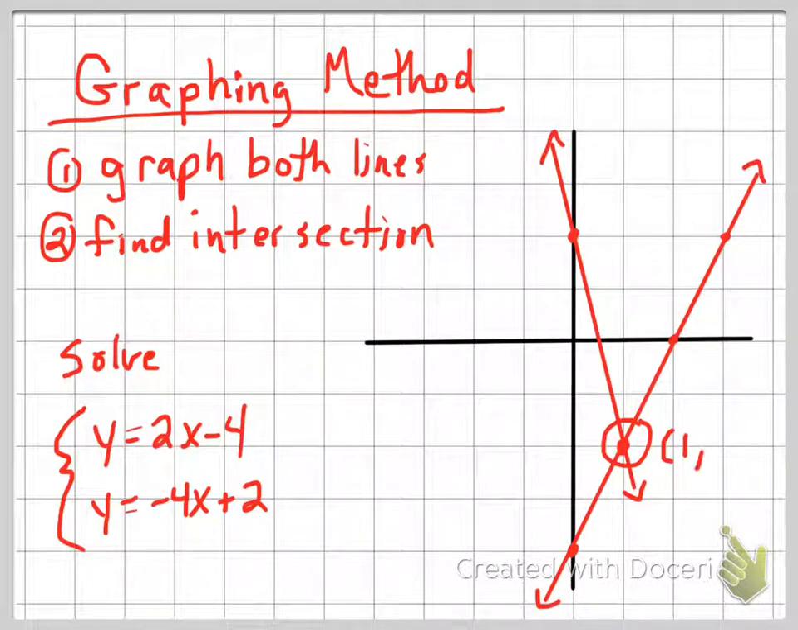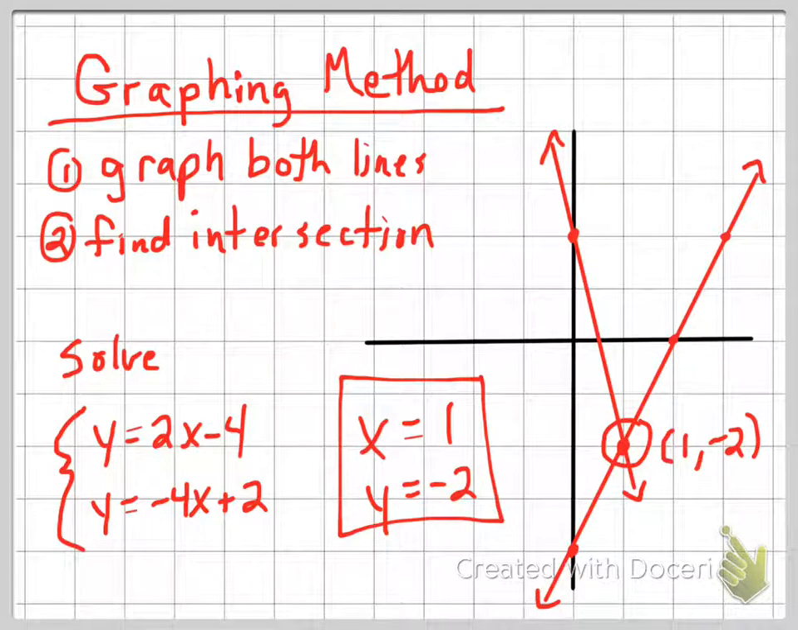Now, the solution is where that point is. This point is at 1, negative 2. So that means that my solution is x equals 1 and y equals negative 2. And that's how you solve using the graphing method. Next method is substitution.